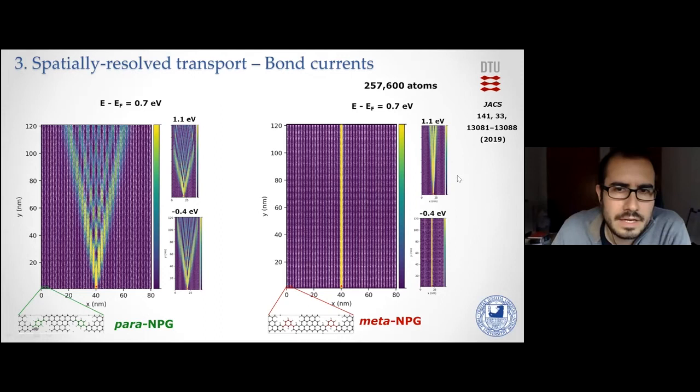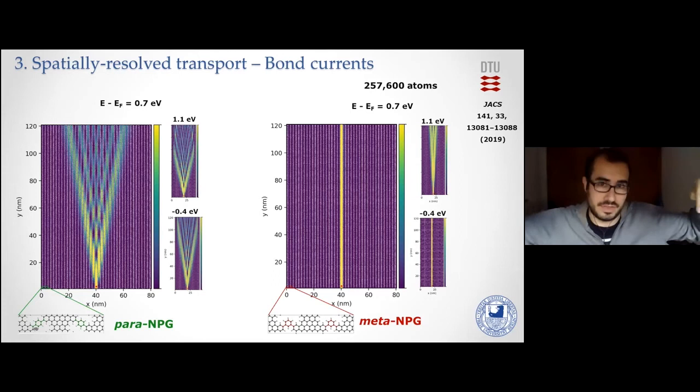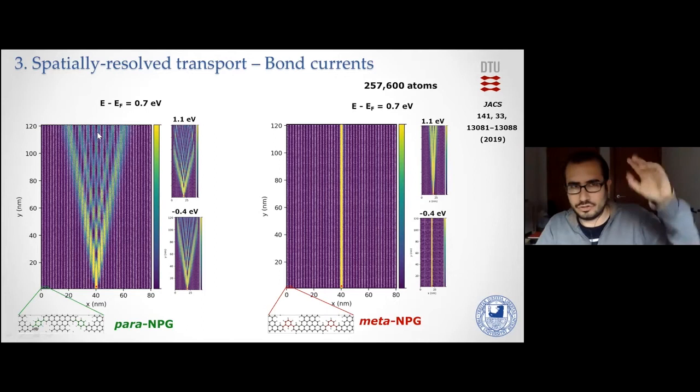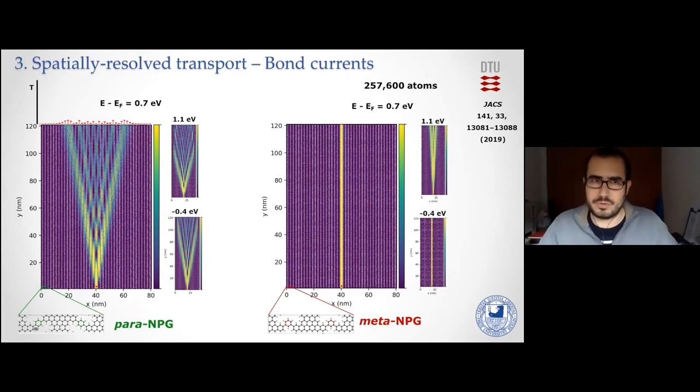Now, this is also nice because there are some experiments where they have been able to inject currents onto the materials with one STM tip and then read those currents with a second STM tip. So you could imagine, what would be the reading in this tool? Let's say in the top part of our device. Here in the para, this is the signal that we got. And you can see that because it's quite spread, the signal is quite low.